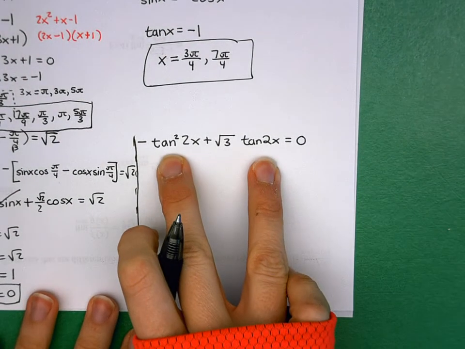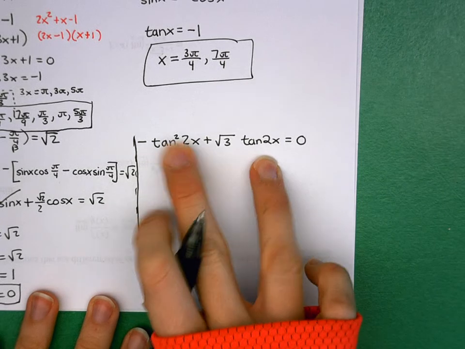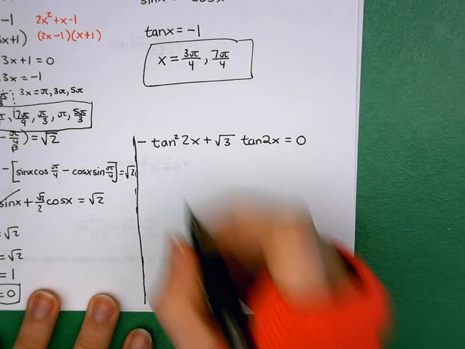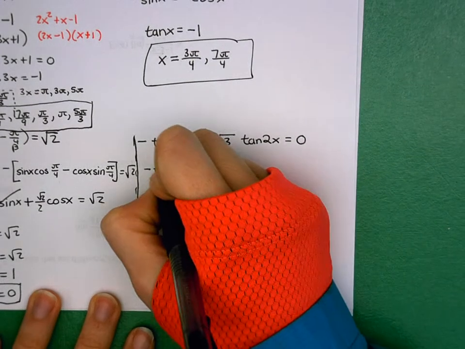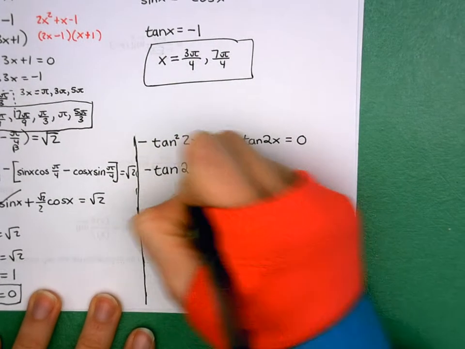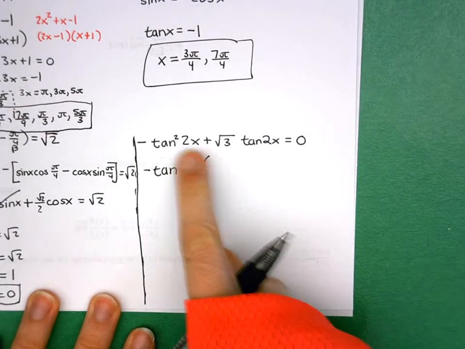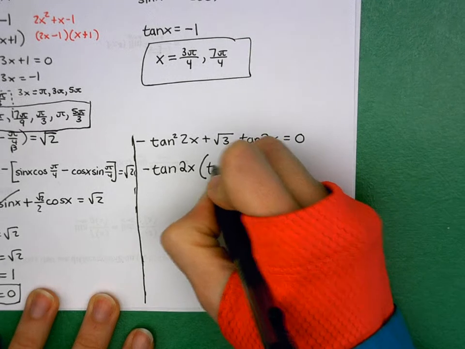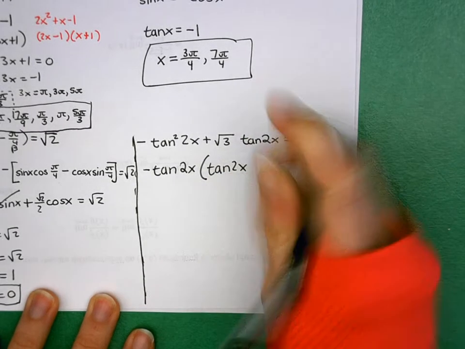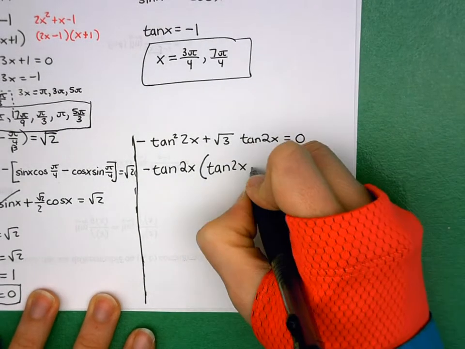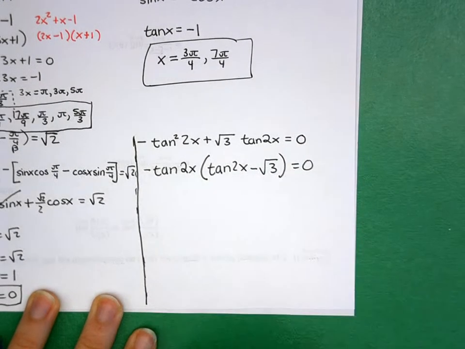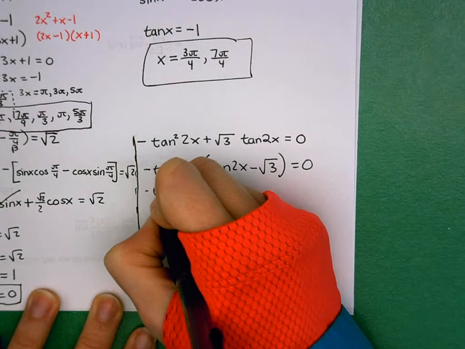They have in common a tangent 2x, or I guess you could pull out a negative tangent 2x if you wanted to. So factoring out a negative tangent 2x, what am I left with in my first term? Well, I'd be left with the tangent 2x, and in the second term, I'd be left with negative root 3. And so now I can set them individually equal to 0.